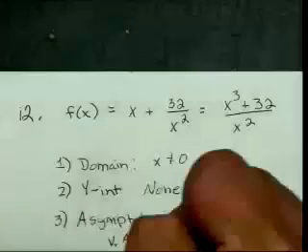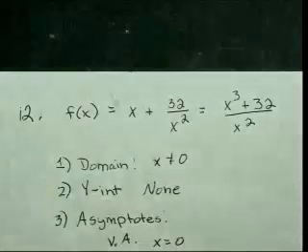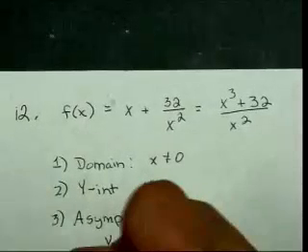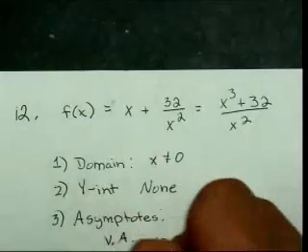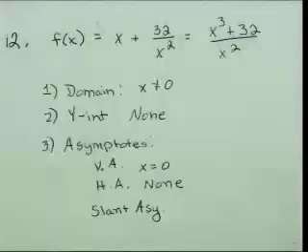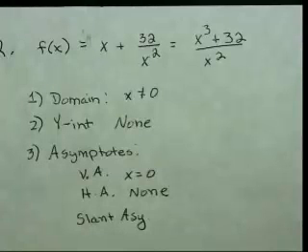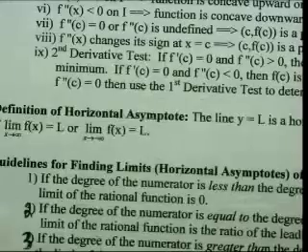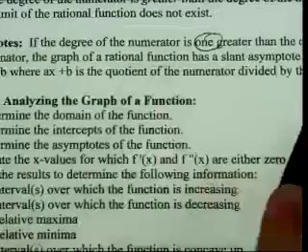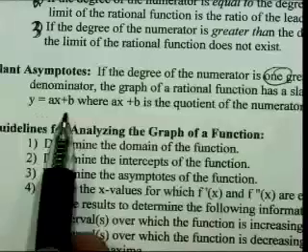But there is a slant. If the degree of the numerator is exactly 1 more than the degree of the denominator, there's a slant asymptote, or some books call it an oblique asymptote. How do you find that slant asymptote? I probably typed it for you. Probably. The slant asymptote has the equation y equals ax plus b, that's just a line, where ax plus b is the quotient of the numerator divided by the denominator.